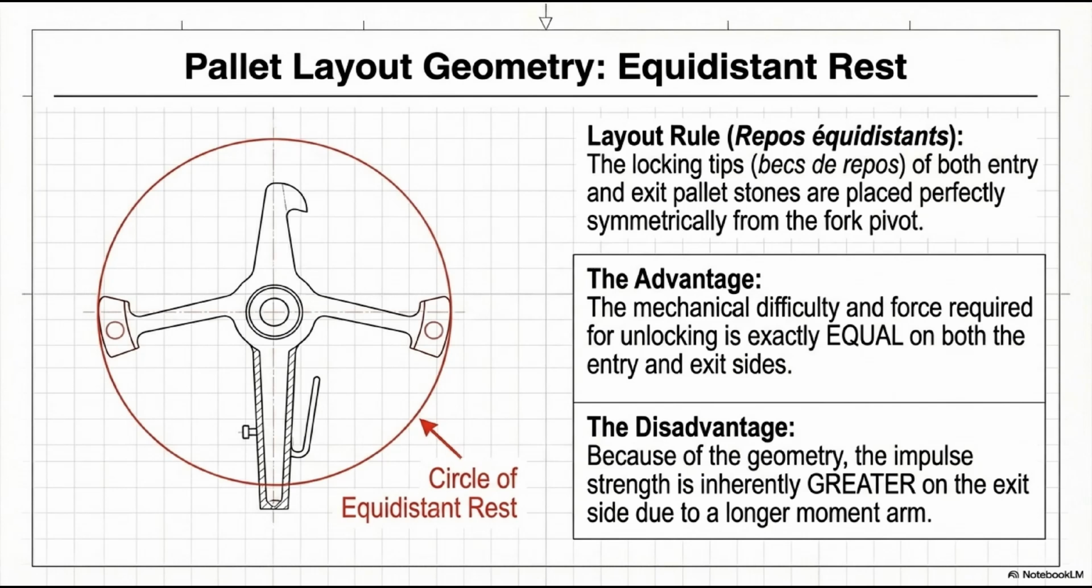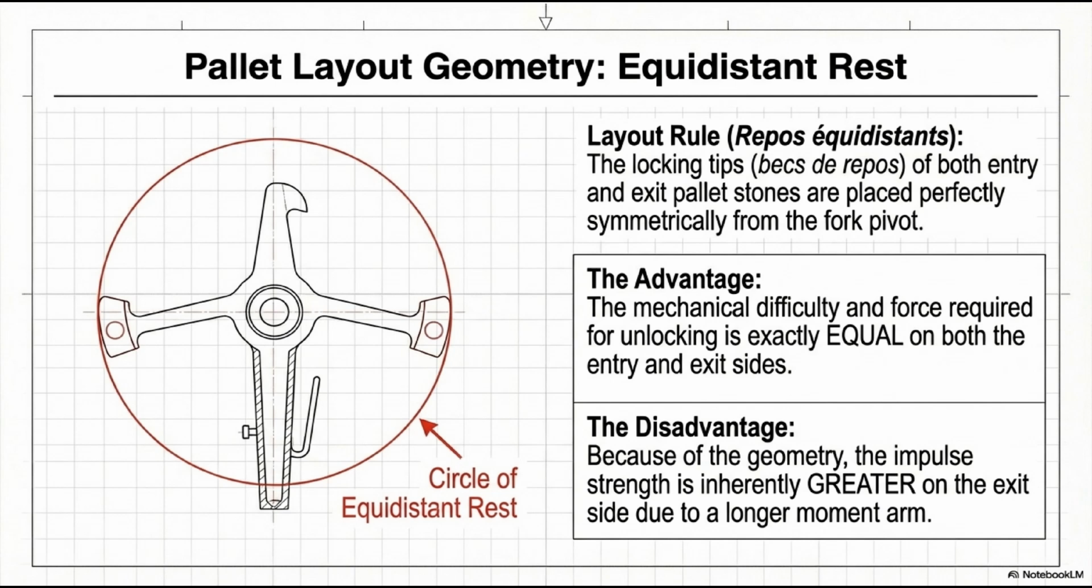To understand why the standard solution works, we first need to understand why simpler solutions don't, starting with equidistant rest, repose equidistance. The defining question in pallet stone layout: where, relative to the fork pivot, do you place the two pallet stones? Different geometric choices produce different kinematic consequences. Equidistant rest answers this by placing the locking tips, the becs de repose, of both pallet stones at equal distances from the fork pivot center.